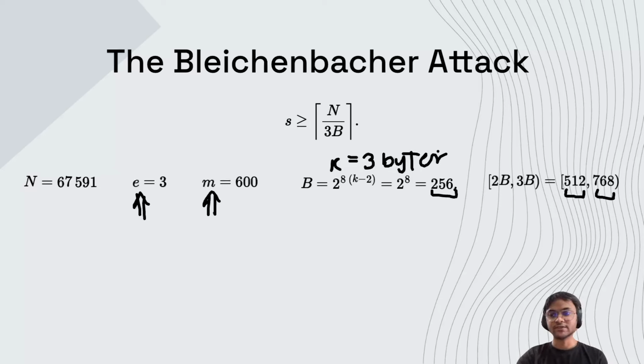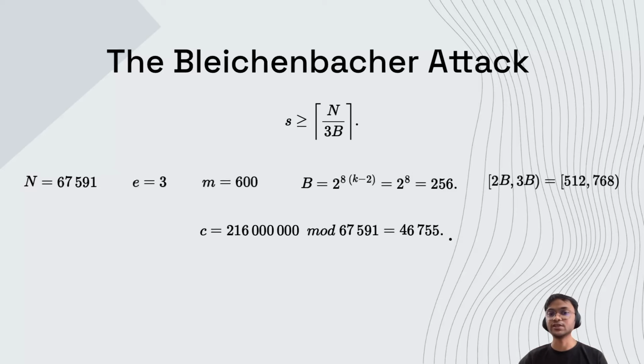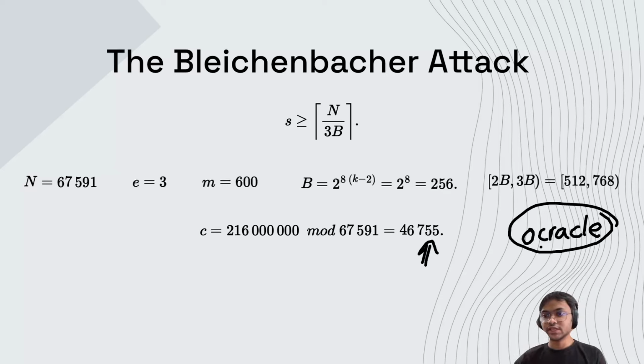A properly padded plaintext, when interpreted as an integer, must lie in this interval, that is, must lie in the interval 512 inclusive to 768 exclusive. When we compute a ciphertext, we get this value as a ciphertext. Now, the attacker can only see the ciphertext and has access to the oracle that tells them whether the decrypted value, when interpreted as an integer, is correctly padded or not, that is, if it lies in this range.